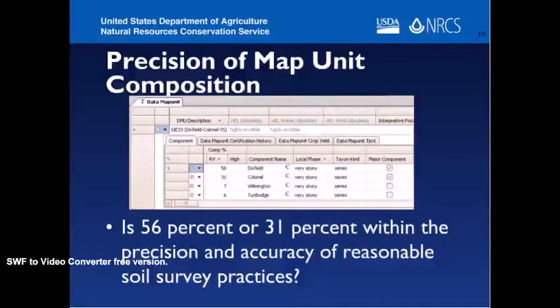We can carry this precision one step forward, and look at the precision of our map unit composition. Remember, there's a degree of uncertainty with all the data that you collect, and that has to be considered when you populate the database. So if you take a quick look at some data and say, wow, we've gotten to the point we can populate 56 as an RV for our component and 31% as an RV for another component, what are you implying to the customer here? What is your degree of uncertainty in that number of 56? What is the precision and the accuracy of reasonable soil survey practices when you consider the entire population of that map unit? How accurate is it, and what is your degree of uncertainty when you're populating 56 and 31?